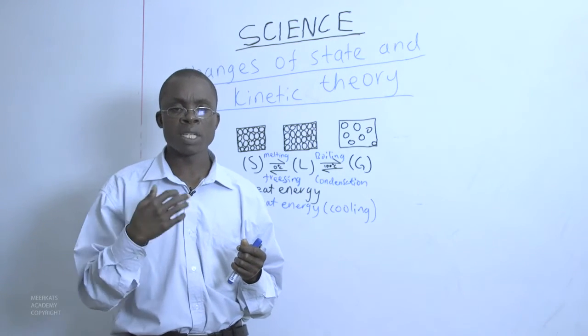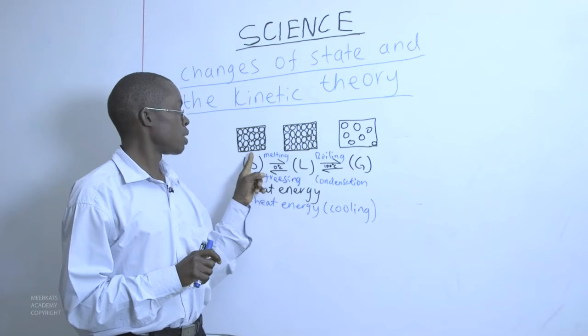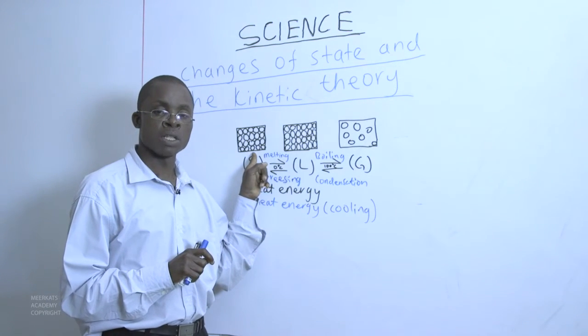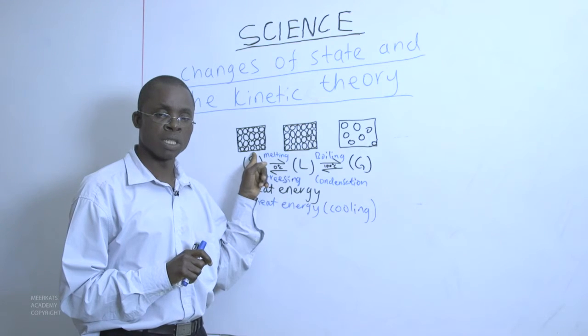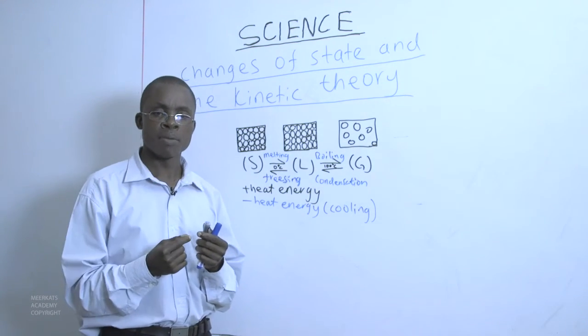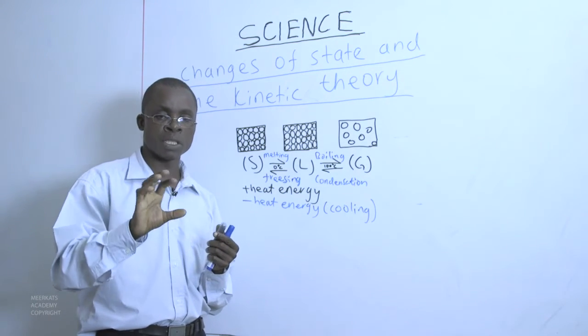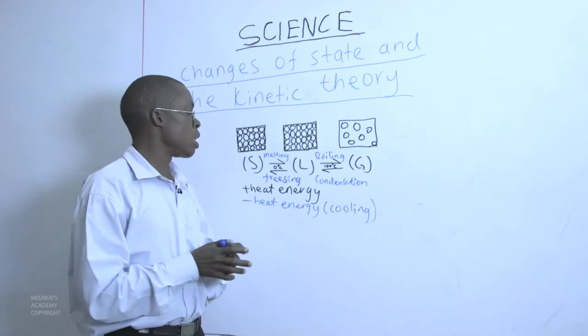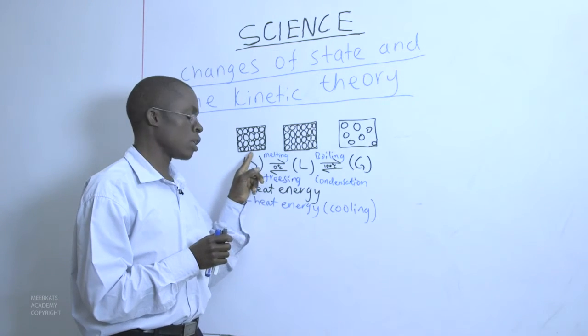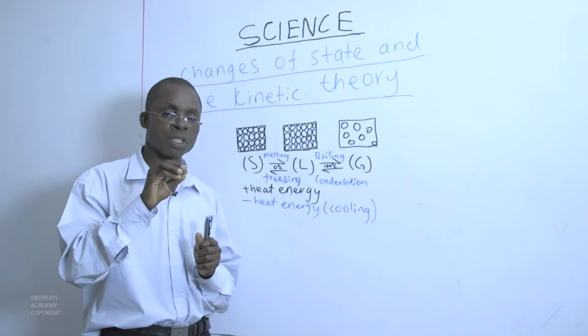To explain what had happened is, that chocolate was a solid. The chocolate bar was a solid. And at the time you are buying it, it was at a cold condition, a cold place. So the particles in that chocolate, which is solid, were still vibrating under that fixed position.